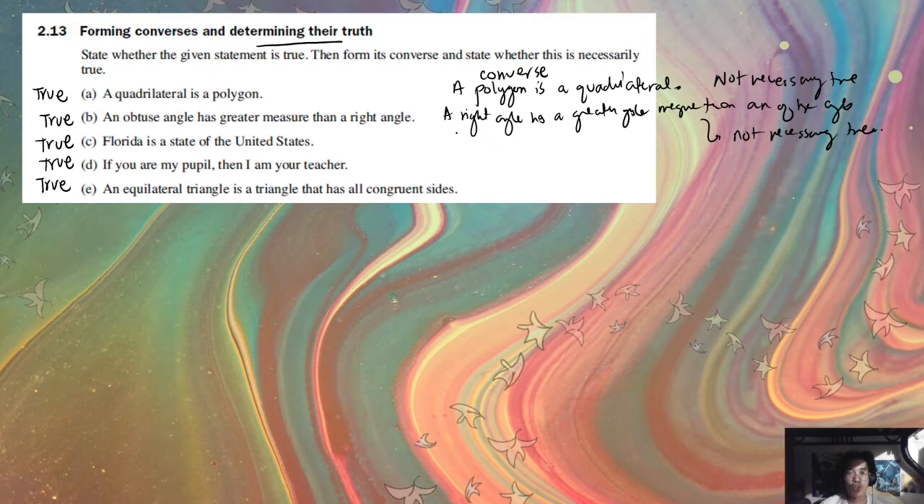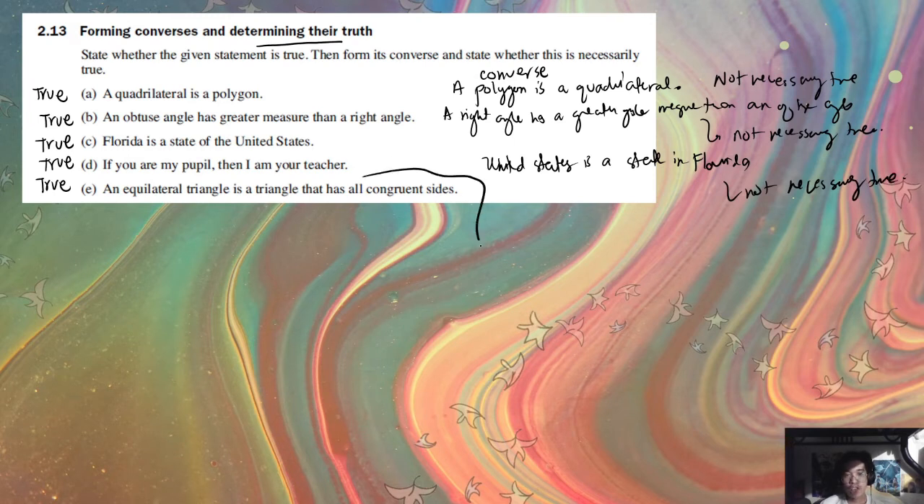Okay, for number 3, Florida is a state of the United States. The converse: the United States is a state in Florida. So we know this does not make any logical sense. So it's not necessarily true.